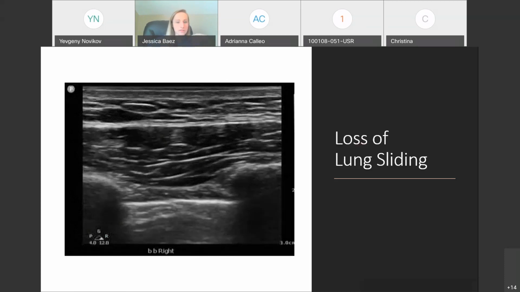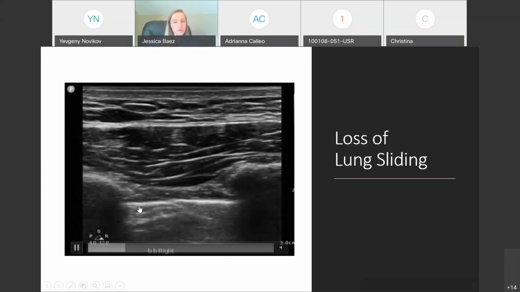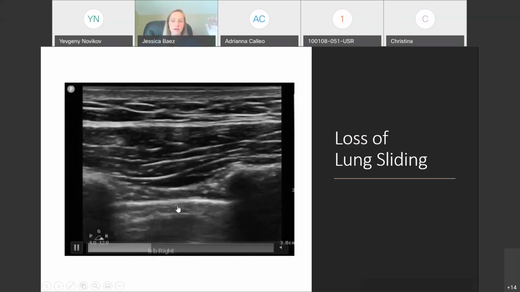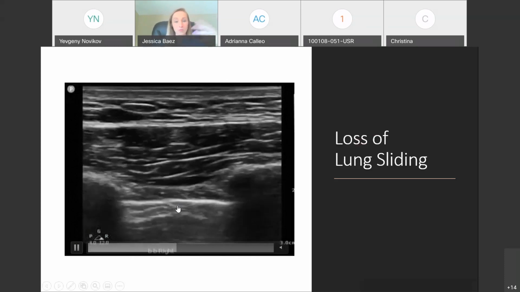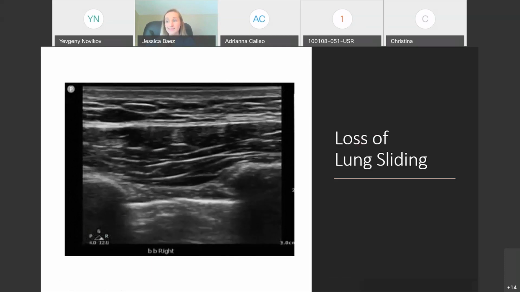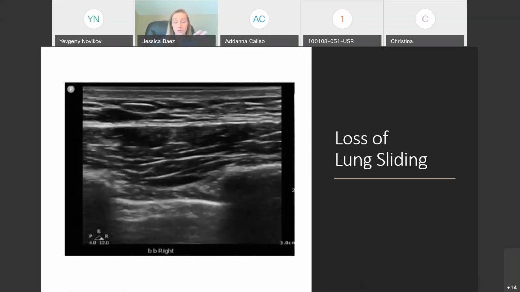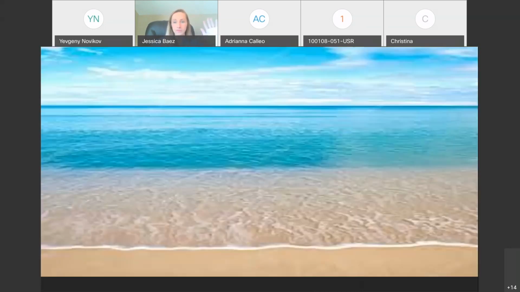So here's an example. This is the pleural line down here, and you don't see any of those Z lines. There's nothing moving back and forth. So this is a pneumothorax. It's not always totally apparent though, and so sometimes it's helpful to investigate this a little bit more. Anybody know what I'm referring to with this picture, aside from the fact that we probably all need a vacation? Yeah, the shore sign or the sandy beach sign.